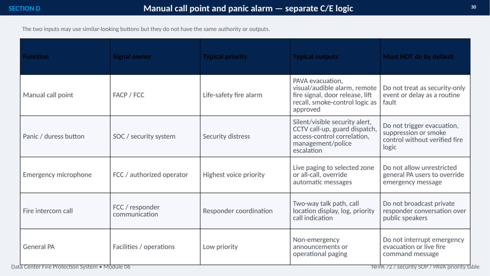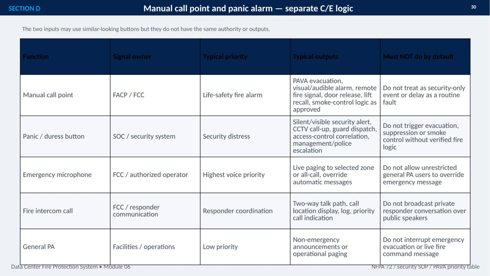consequences. A manual call point is a fire alarm input owned by the FACP or Fire Command Center. When activated, it may initiate life safety actions such as evacuation announcements, visual and audible alarms, remote fire signaling, door release, lift recall, and approved smoke control logic. It should never be treated as a security-only event or delayed as a routine fault.